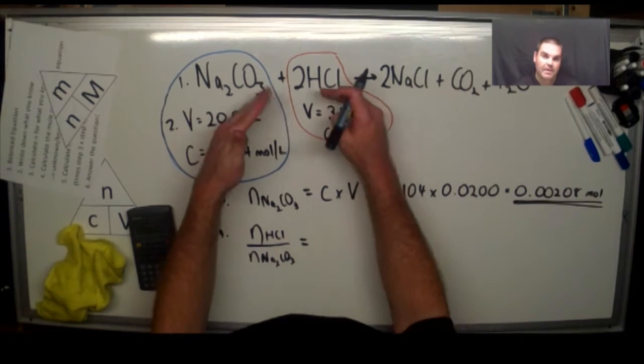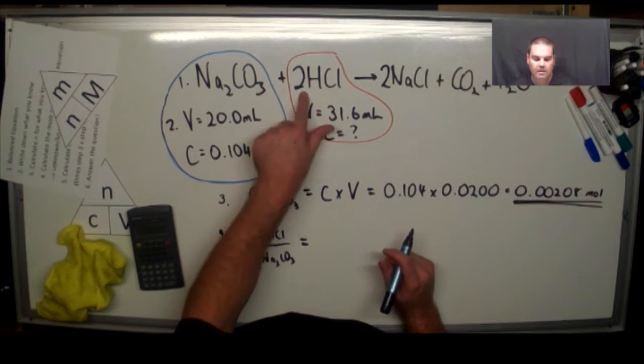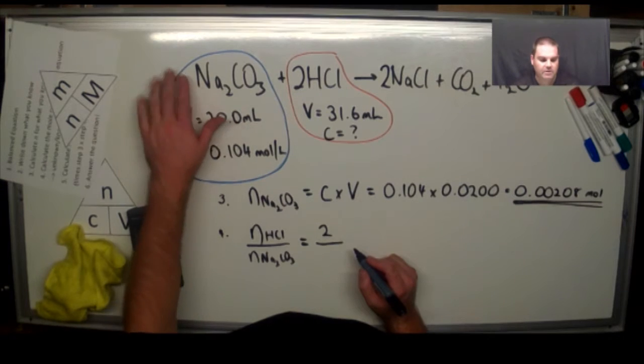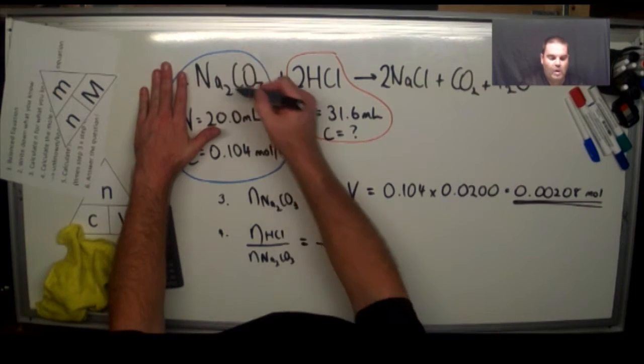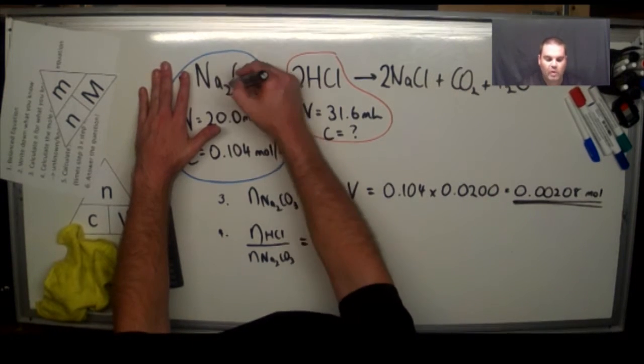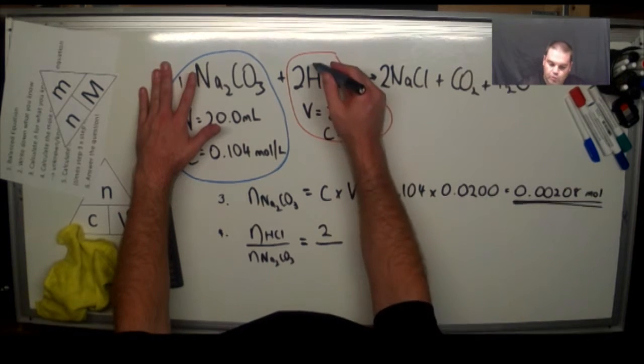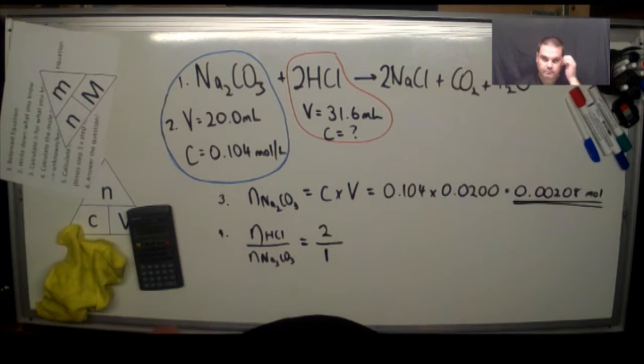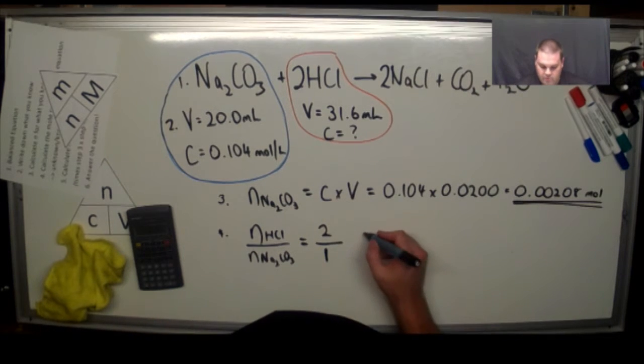And now this is where you come back to your balanced equation. Here, in front of the hydrochloric acid we have a 2. In front of the sodium carbonate we have a 1. The mole ratio is for every 1 mole of sodium carbonate, we need 2 moles of hydrochloric acid. So the mole ratio is 2 over 1. That's why getting your equation right is so important.